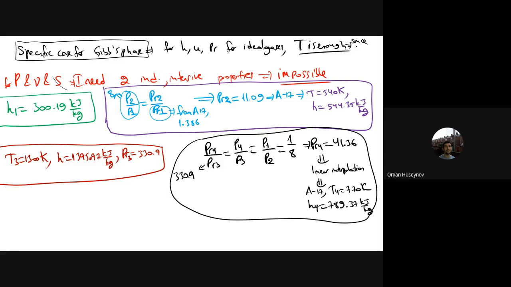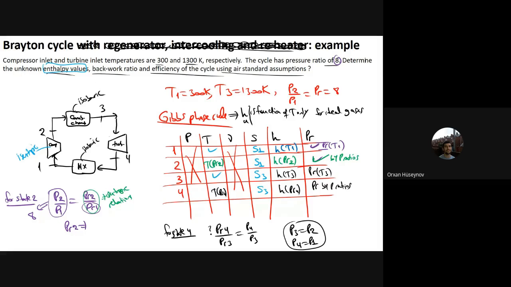Since H is a function of temperature only, U is a function of temperature only, a different function, and Pr is a function of temperature only. See that they are functions of the temperature only. Therefore, it was a specific case of the Gibbs phase rule. Now we have found the enthalpy values. Now the question asks for the back work ratio.